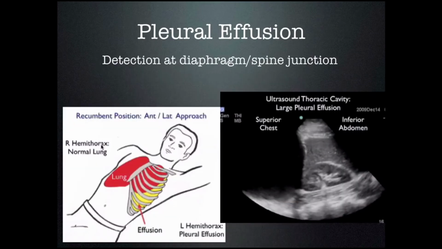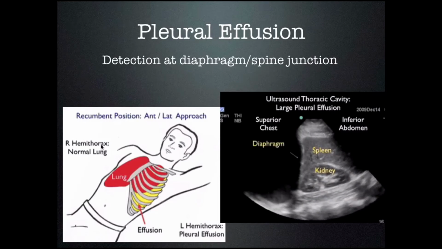So again, if I'm looking for a pleural effusion, if I'm looking to say, is there a pleural effusion, yes or no, I scan the patient in the recumbent position, and I look most laterally near the costophrenic angle. So I put the probe in the flank, either the right or the left, and I look for the kidney and the spleen or the liver.